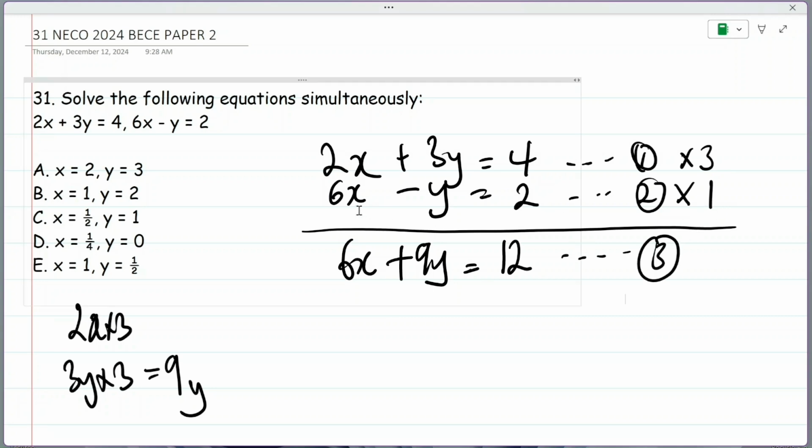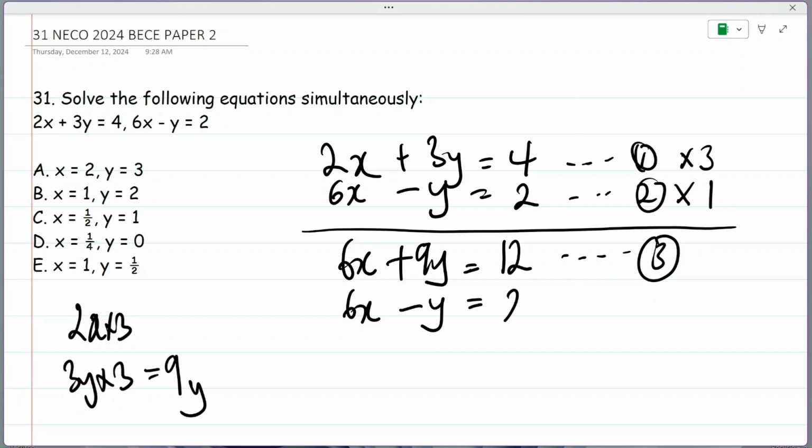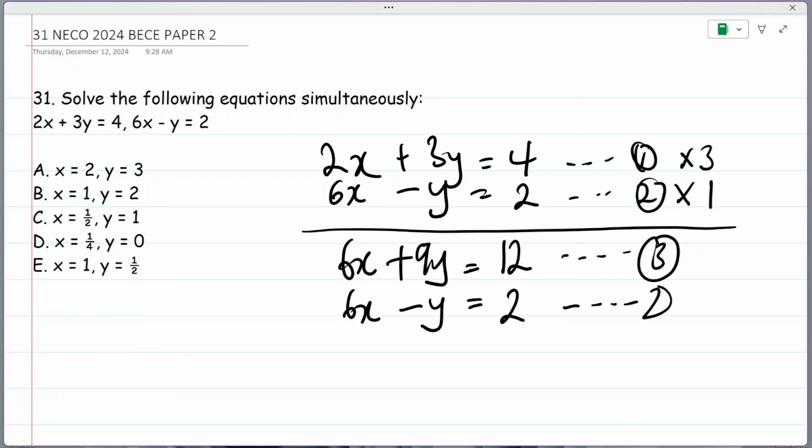We multiply everything in equation 2 by 1, which is still the same value, so we can call it equation 2 or equation 4. We can leave it as equation 2. It doesn't really matter since nothing has changed. We just converted equation 1 to equation 3 by multiplying equation 1 by 3. We can still leave equation 2 as equation 2 since whatever we multiply by 1 is still that number. So we have 1 times 6x is still 6x. 1 times minus y is still minus y. Then we have 1 times 2 is 2. We can still leave this as equation 2 since nothing has changed. If the values or the signs were changed, we would have named it equation 4. There's no crime in still leaving it as equation 2.